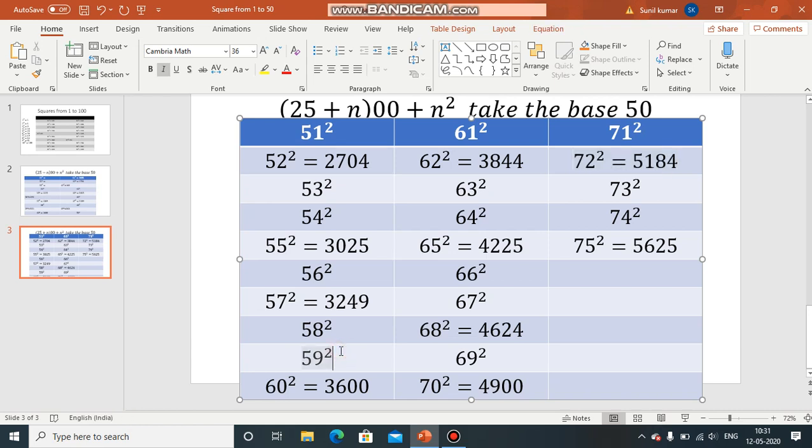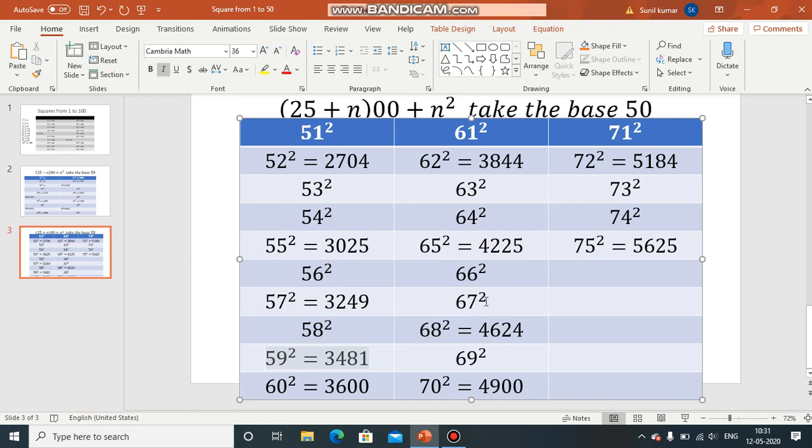Let's have a simple one here, because 40 to 60 squares are very simple, since we need not add to the hundreds digits. See, 59 square is 50 plus 9, whole square. So n is 9 here. 25 plus 9 is 34, so 3400 plus 9 square, which gives 3481. So simply I have got 3481. 60 square, of course, you have done. So this we can easily simplify.